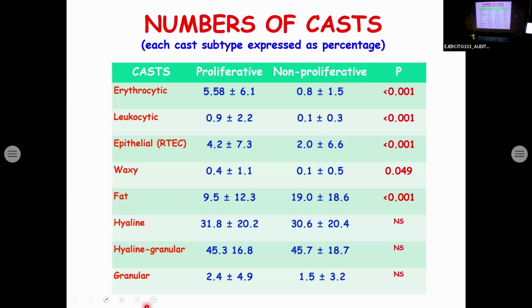And the same thing we found for the number of casts: erythrocytic, leukocytic, and epithelial casts were more numerous in proliferative than in non-proliferative glomerular disease, in a very, very significant way. Also, waxy casts were more numerous in proliferative than in non-proliferative glomerular diseases, even though the P value is not as high. Fat casts were more numerous in non-proliferative glomerular diseases. No difference for the numbers of hyaline and granular casts.